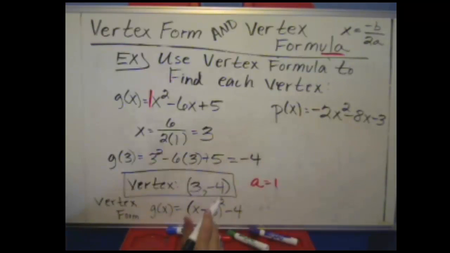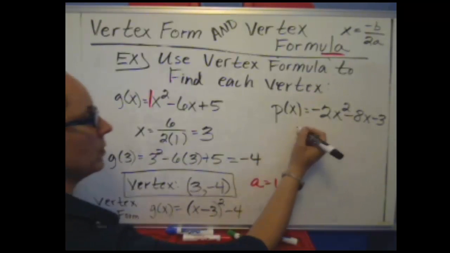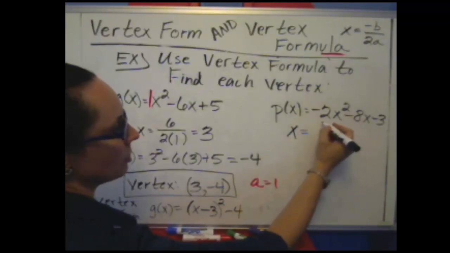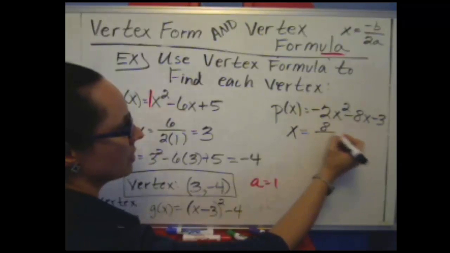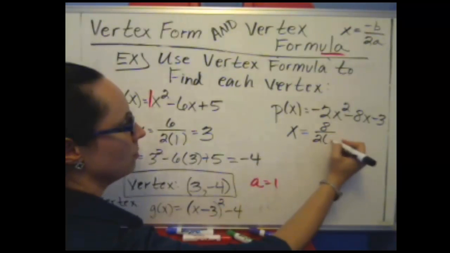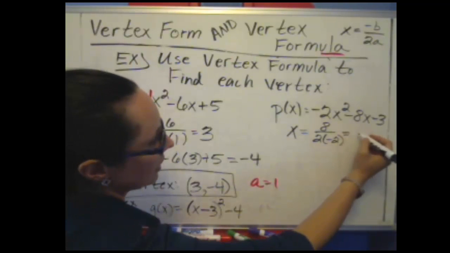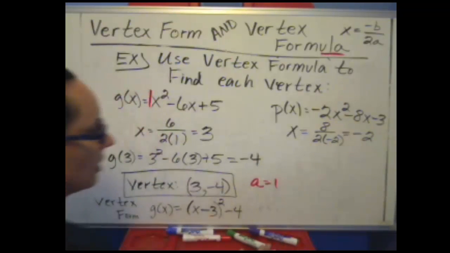Now for p of x. Let's go ahead and get the vertex on that one. So here, x is equal to -b, that's going to be the opposite of -8, which is a +8, over 2 multiplied by the a, which is a -2. That's 8 divided by -4. So we are getting a -2 there for our x.